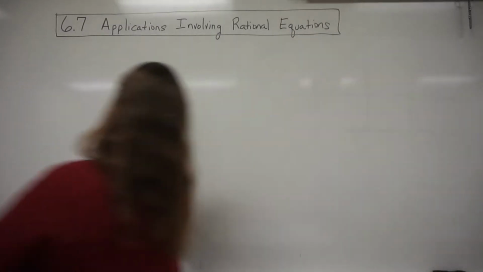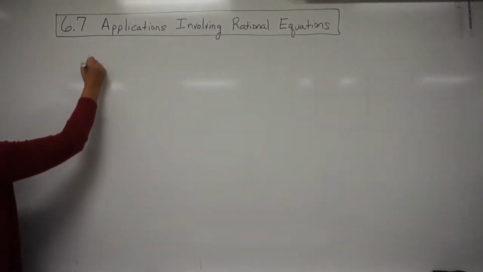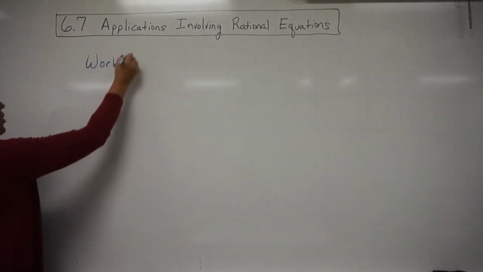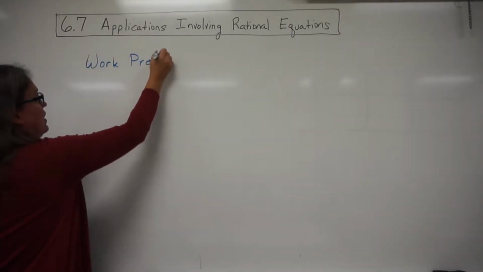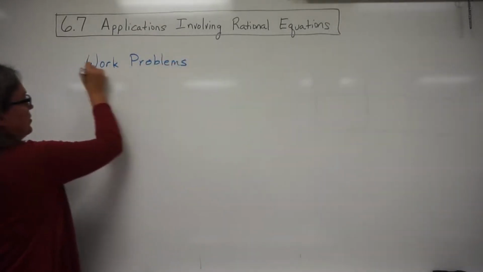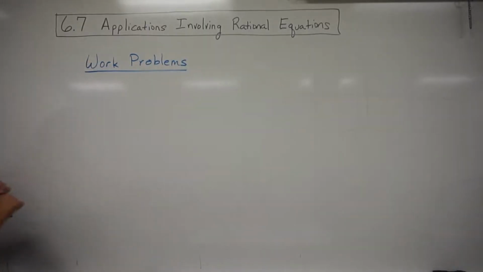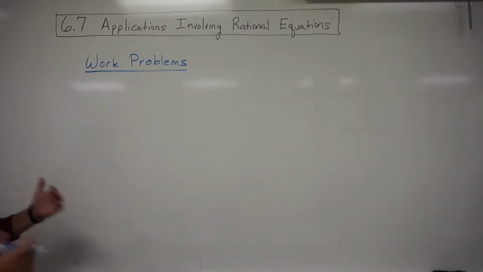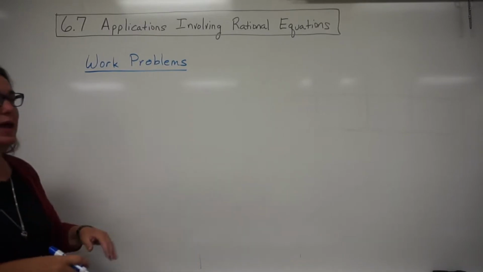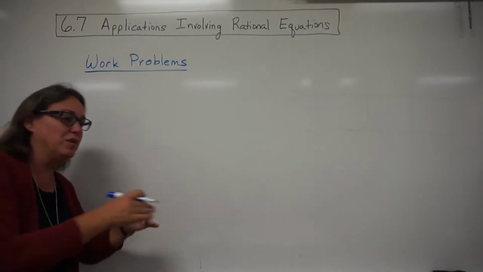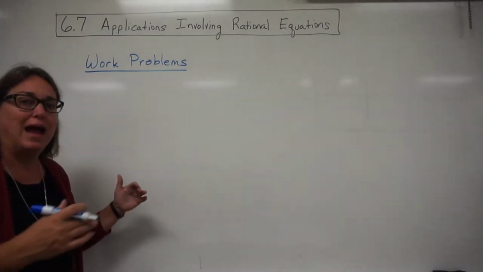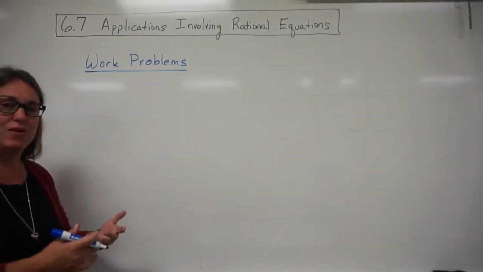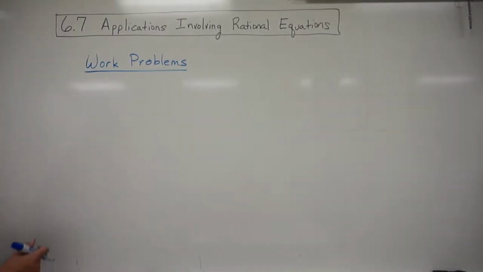So what we're looking at now are called work problems. And they have to do with 2 or more people or 2 or more things, let's say printing presses or some other sort of equipment, working on the same job. And if we know how long each of them takes to do the job alone, how long does it take them to work together? So we're going to break this down a little bit.